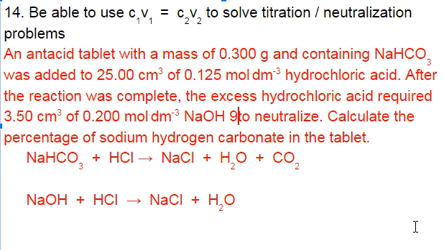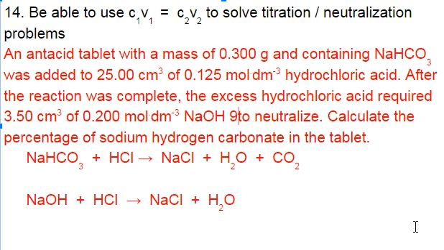Objective 14: be able to use C1 times V1 equals C2 times V2 to solve titration or neutralization problems. So you have an antacid tablet with a mass of 0.300 grams and it contains sodium bicarbonate. But we don't know how much of that 0.300 grams is actually what we call the active ingredient, the sodium bicarbonate. So it's added to 25 cc's of 0.125 molar hydrochloric acid.